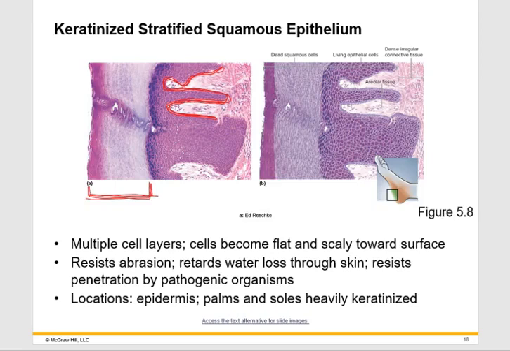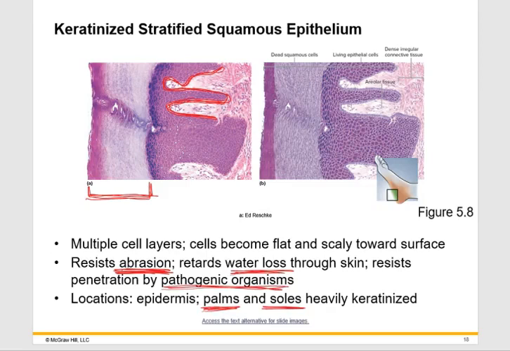Its job is protection. It protects you against abrasion, just actual rubbing or roughness, keeps you from losing water, and it keeps bad stuff out, keeps bacteria, viruses out. We see this in the palms of the hand and the soles of the feet.